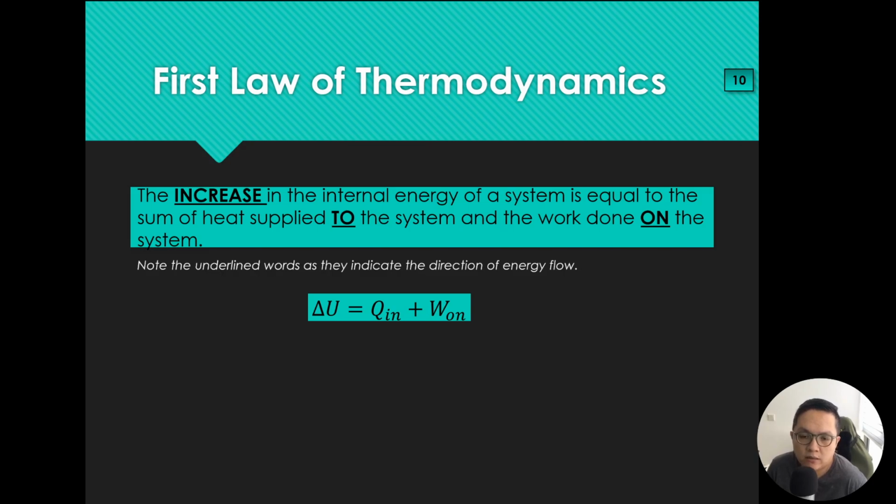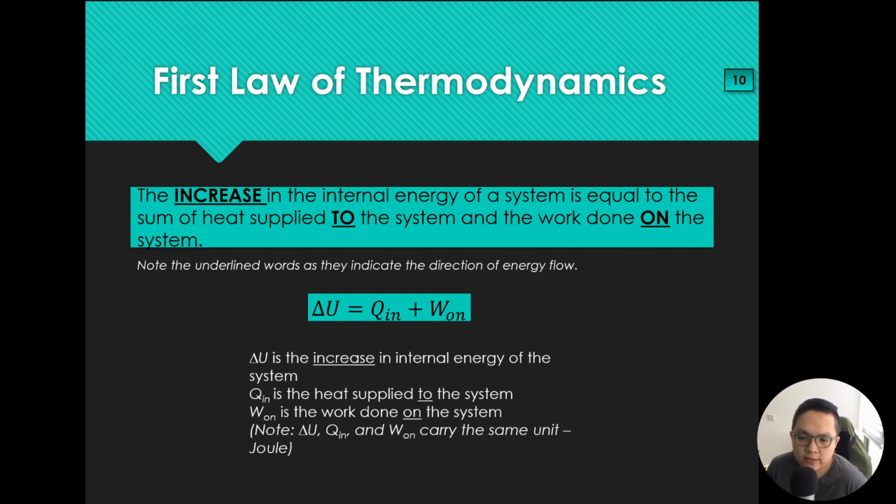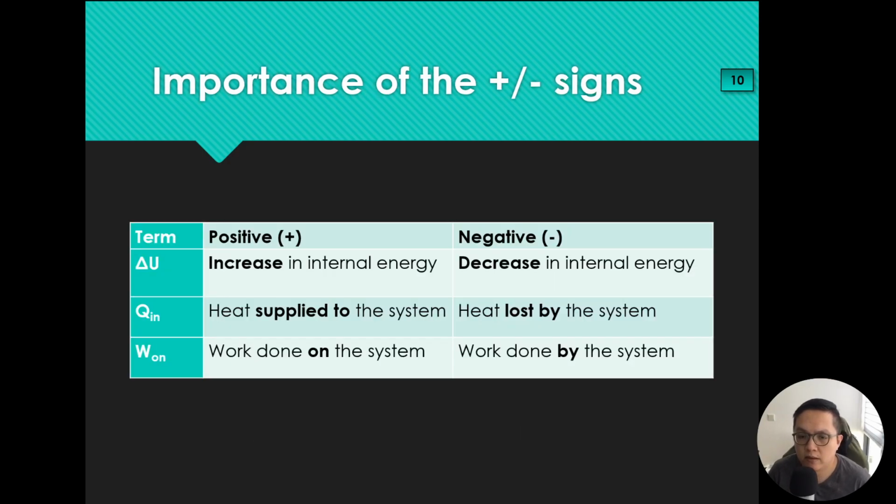Delta U is the increase in internal energy, Q in is the heat supplied to the system, W on is the work done on the system. All these have the same energy terms. They are all in terms of joules. So let's be careful about the terms.